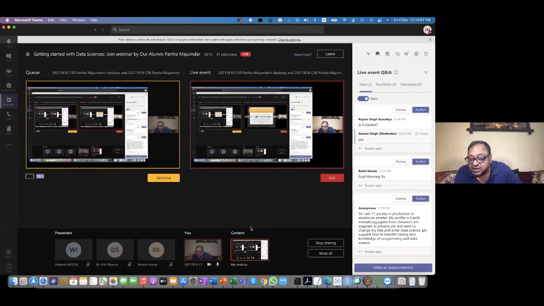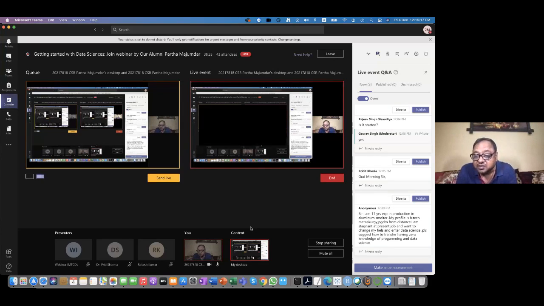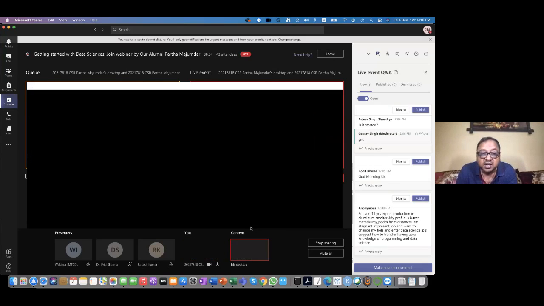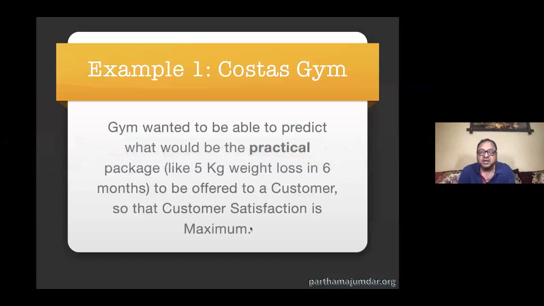Somebody writes, I have 11 years experience in production in aluminum smelters. The profile is BTech from distance, and I am in a present job and want to change fields and enter data science. Please suggest how to transfer from zero to program. Okay, that's what we're discussing today. So essentially we can carry on because that is what we are discussing. This person is not giving the name, so I cannot know that.